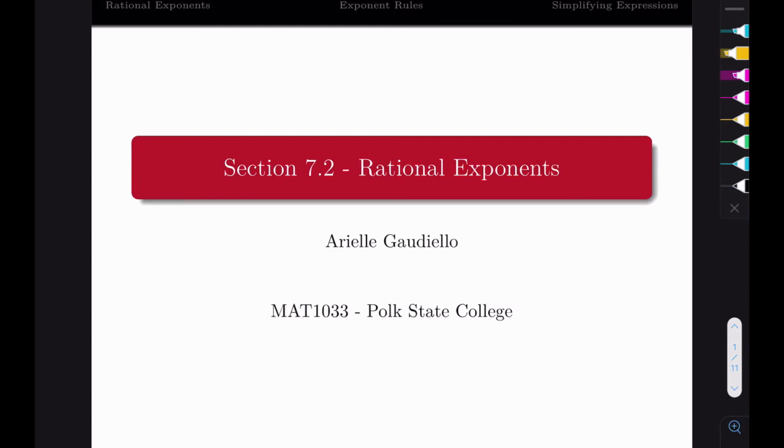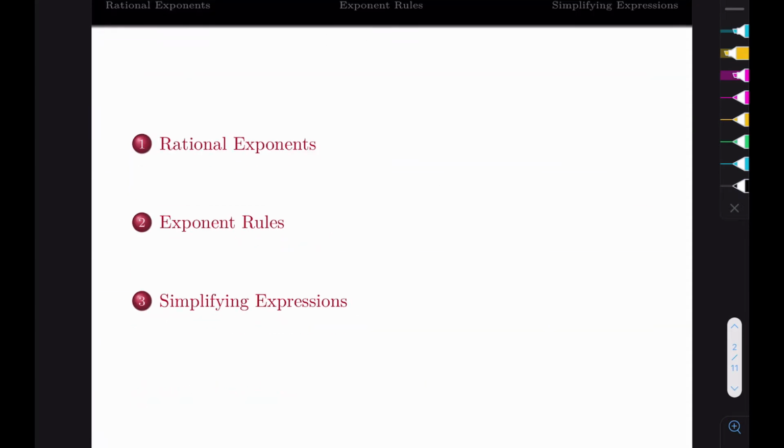Now that we've seen a bit of radicals, we're going to make a connection between radicals and how they relate to exponents. So we're going to start by defining what those are. We're going to re-go over our exponent rules now, just more generally, and then we're going to talk about simplifying more expressions using all of these properties.